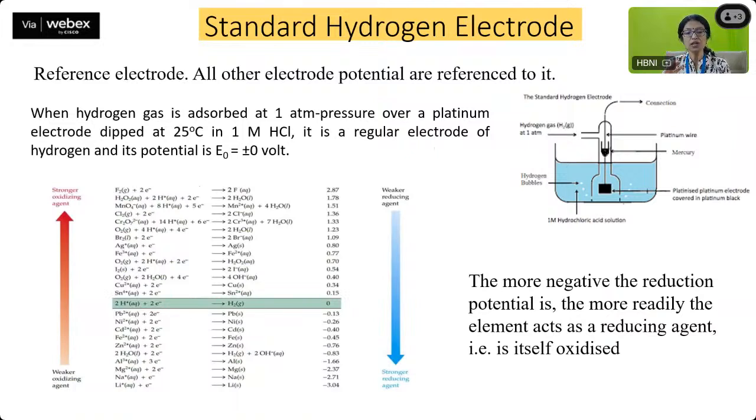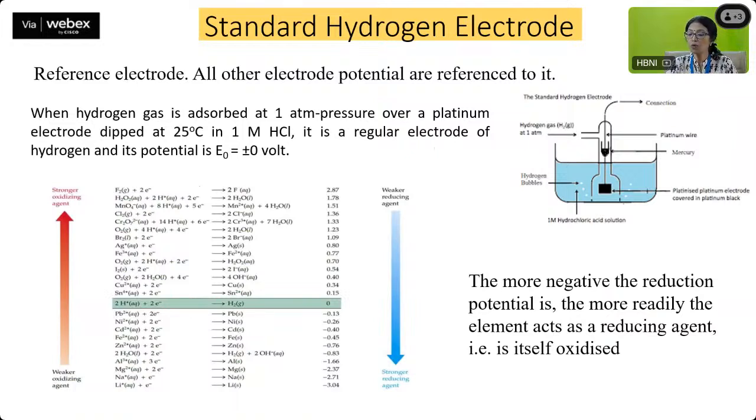This is a reference electrode, and all other electrode potentials are referenced to it. So when hydrogen gas is absorbed at 1 atmosphere pressure over a platinum electrode, which is dipped at 25 degrees centigrade in 1 molar HCl, it is a standard electrode of hydrogen, and its potential is E0, which is nothing but 0 volt. So now we have these different reactions where you can see all these reduction reactions happening, and you have this particular potential which has been given with reference to the standard hydrogen electrode.